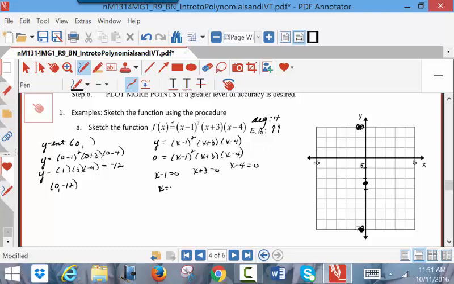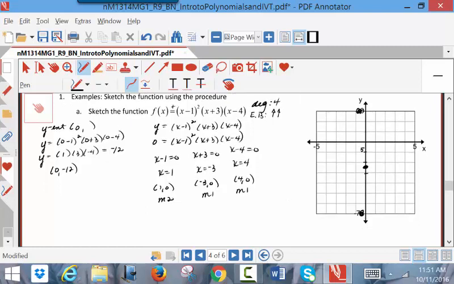So I get an x equaling 1, an x equaling negative 3, and an x equaling 4. So I have 3 zeros to this polynomial, or 3 x-intercepts. To get the behavior of the x-intercepts, I look at the multiplicity. My x-intercept at 1, 0 has a multiplicity of 2. My negative 3 is a multiplicity of 1, and my 4 is a multiplicity of 1.